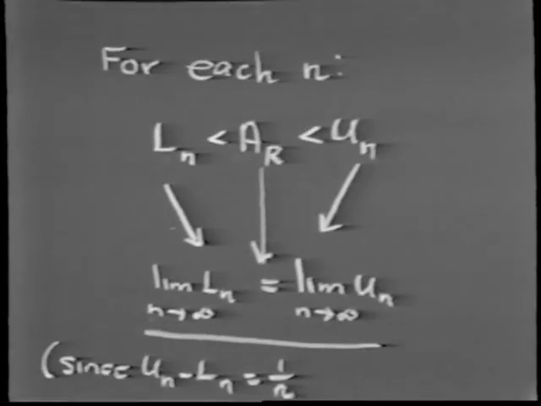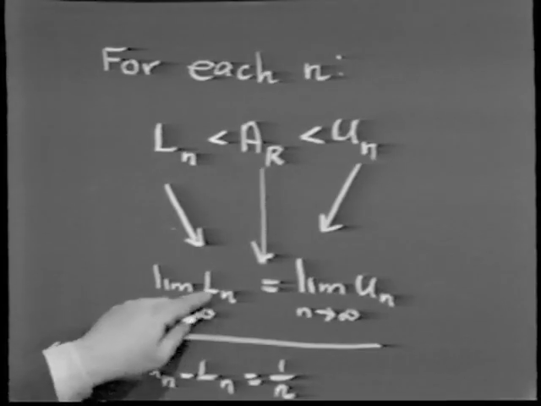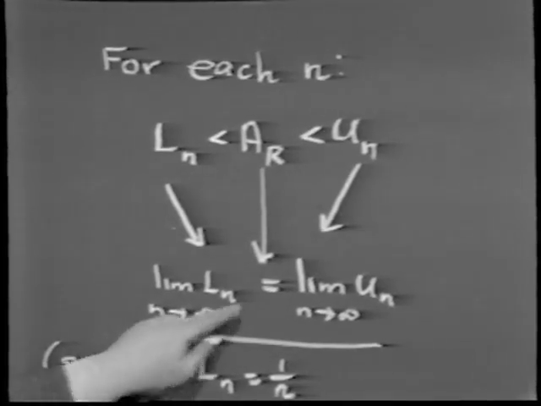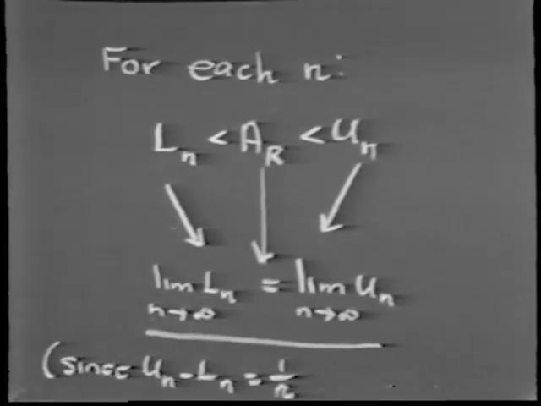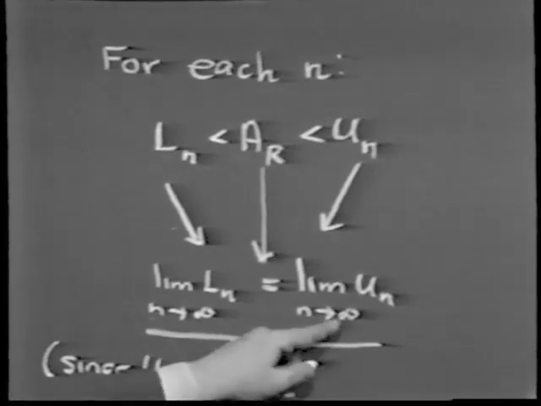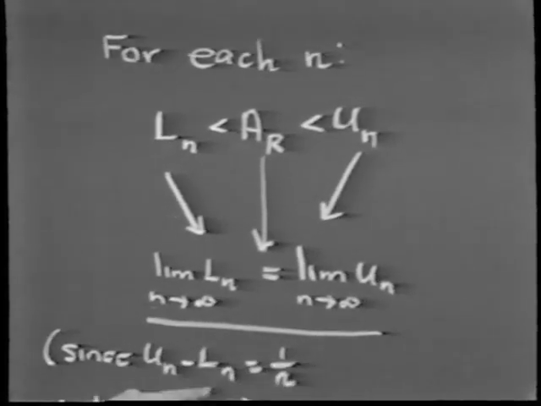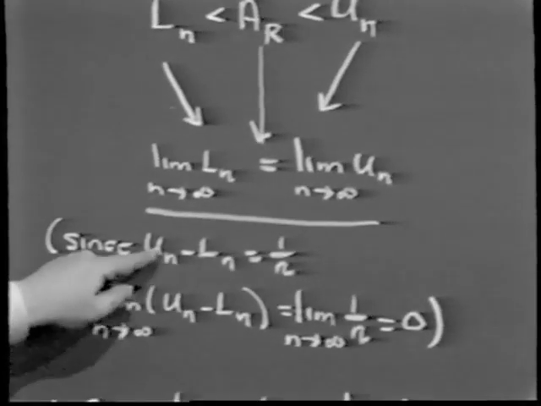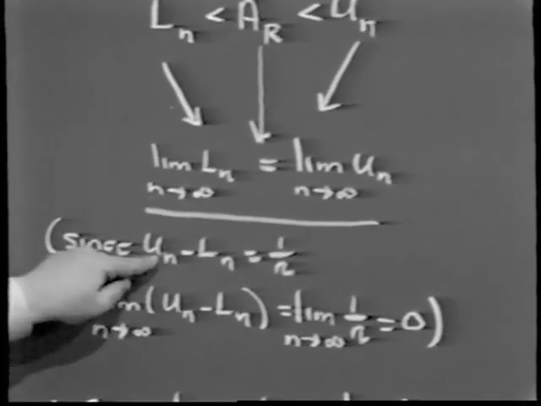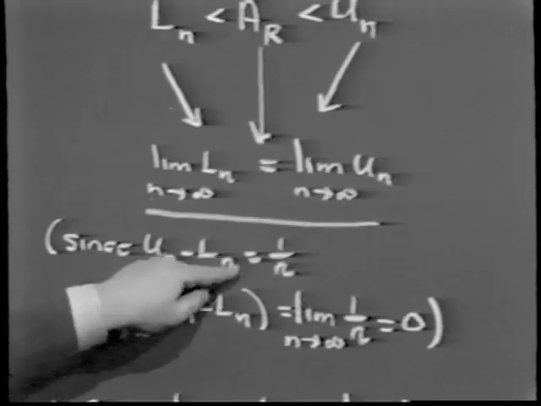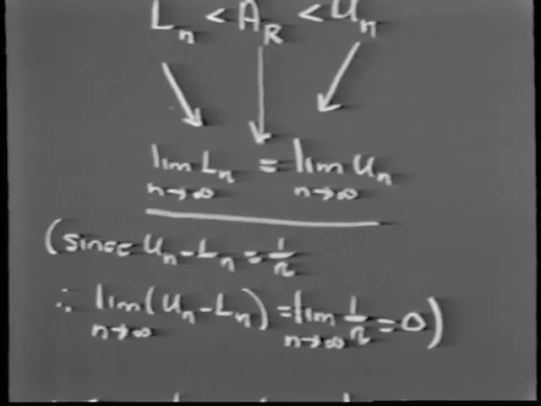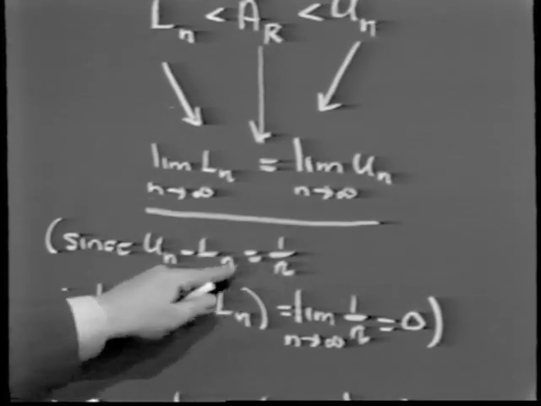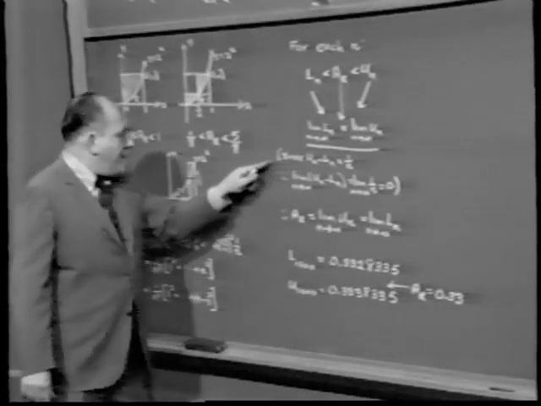It turns out, at least in this particular problem, that the limit of L sub n as n goes to infinity is the same as the limit of U sub n as n goes to infinity. And the best way to see that, without becoming too fancy at this stage of the game, is to observe that for a given n, the difference between U sub n and L sub n is just 1 over n. And again, I'll just indicate to you from this diagram how we can see that.